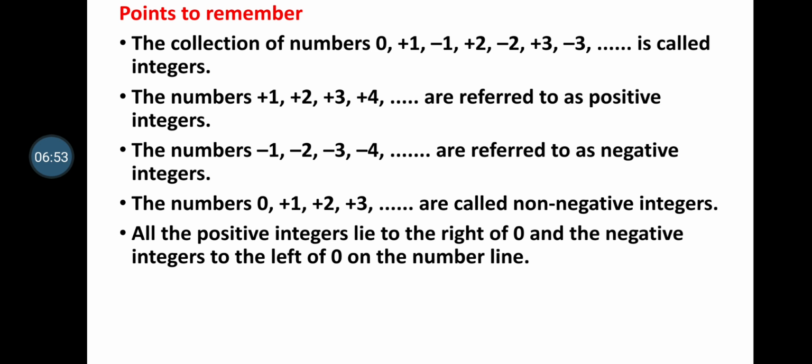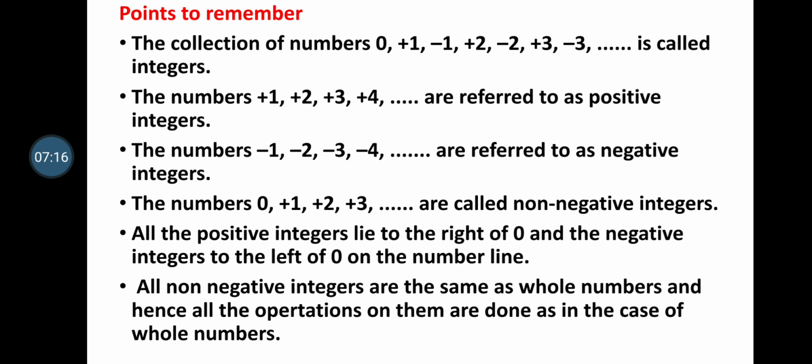All the positive integers lie to the right of 0 and the negative integers to the left of 0 on the number line. Okay, so in the number line I showed you, 0 will be in the center, which means to the right of 0 you have positive integers and to the left of 0 you have negative integers.